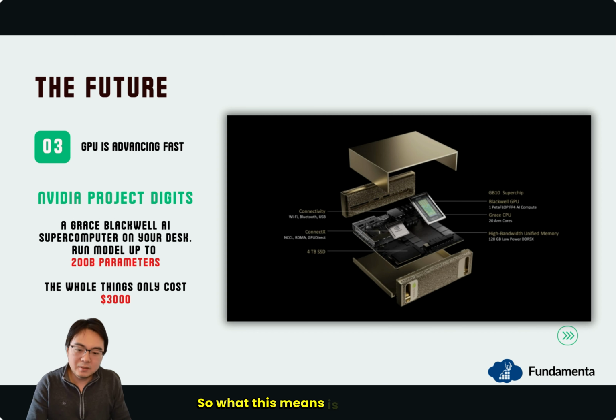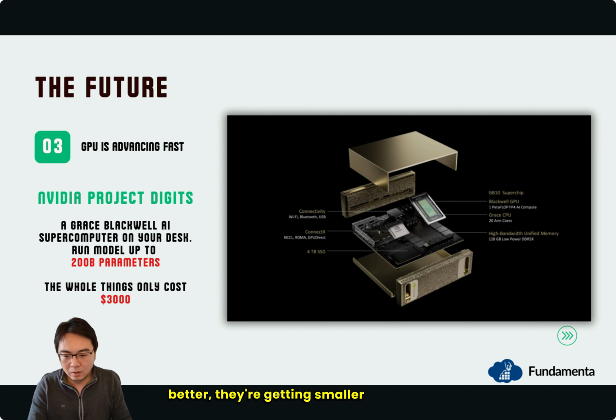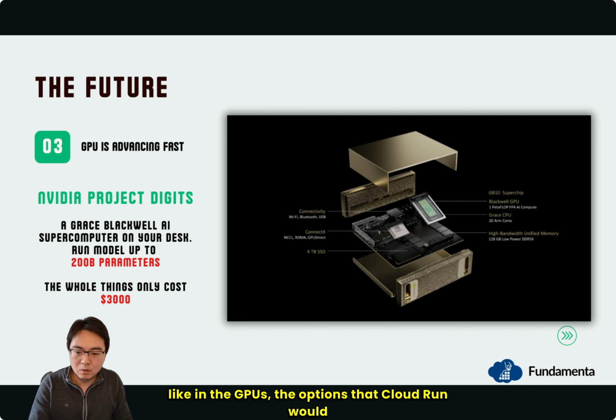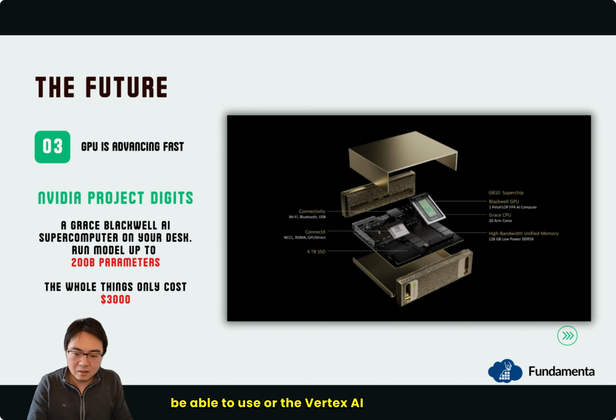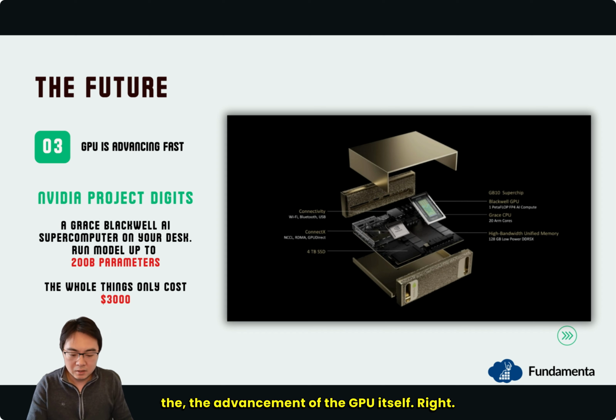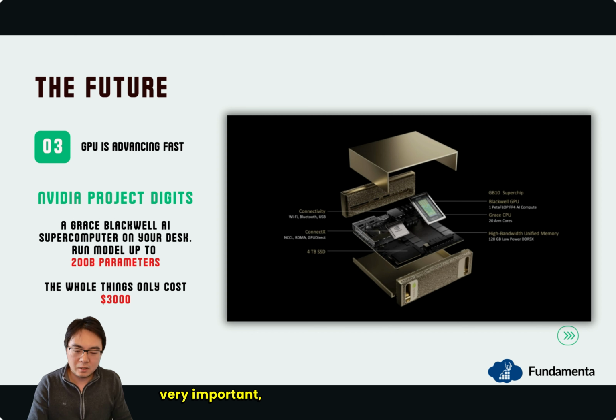So what this means is, not only are the models advancing, these new models are getting better, they're getting smaller, and you can fit them into a box like this. I can't even start to imagine what it would look like with the GPU options that Cloud Run would be able to use, or the different kinds of GPU options the Vertex AI stack would be able to give you, and the price would go down as well because of the advancement of the GPU itself, right? So yeah, I think this is important for what is going on in the future.